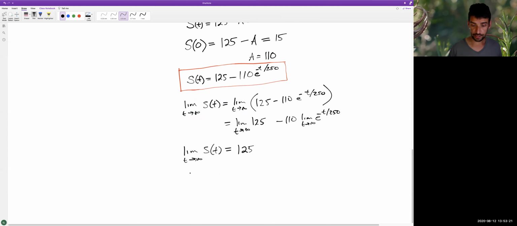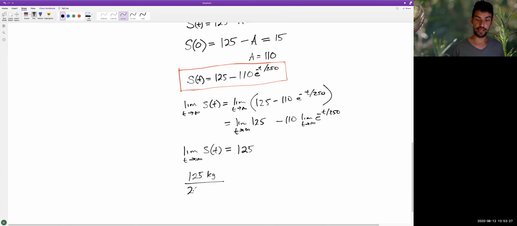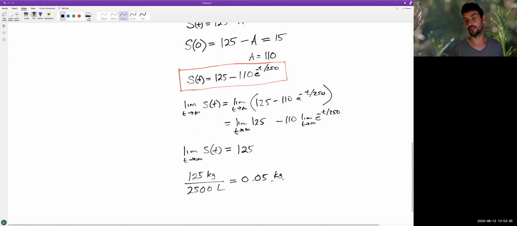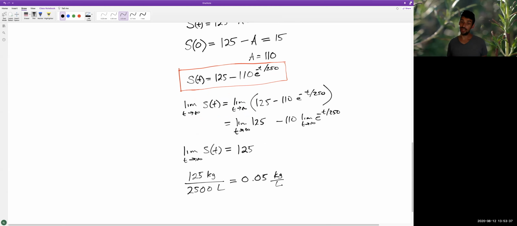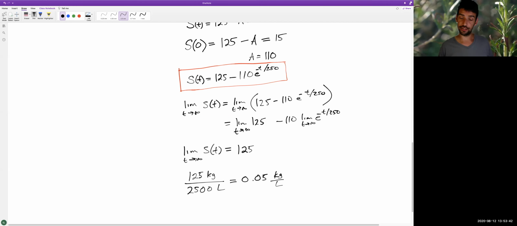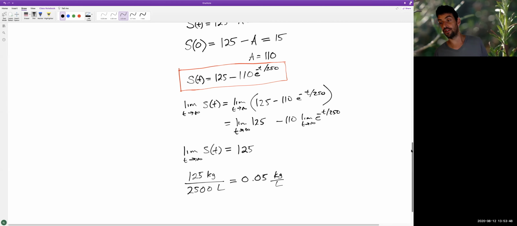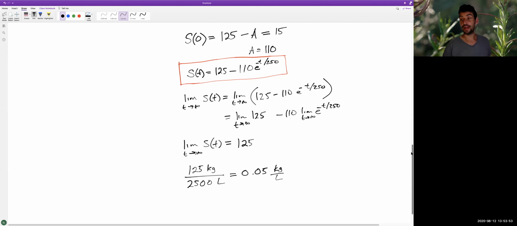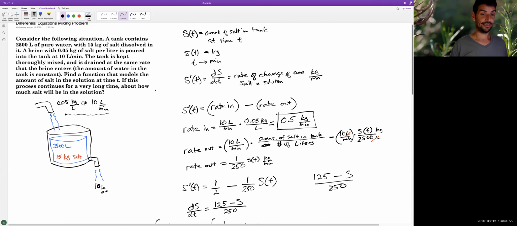One thing to note, if we take that 125 kilograms and divide it by 2,500 liters, we get 0.05 kilograms per liter, right? So we're heading towards that concentration of salt. Having 125 kilograms in a 2,500 liter tank is the same as having a 2,500 liter solution at a concentration of 0.05 kilograms per liter. That number should be familiar. It's the concentration of water we're putting in, right?